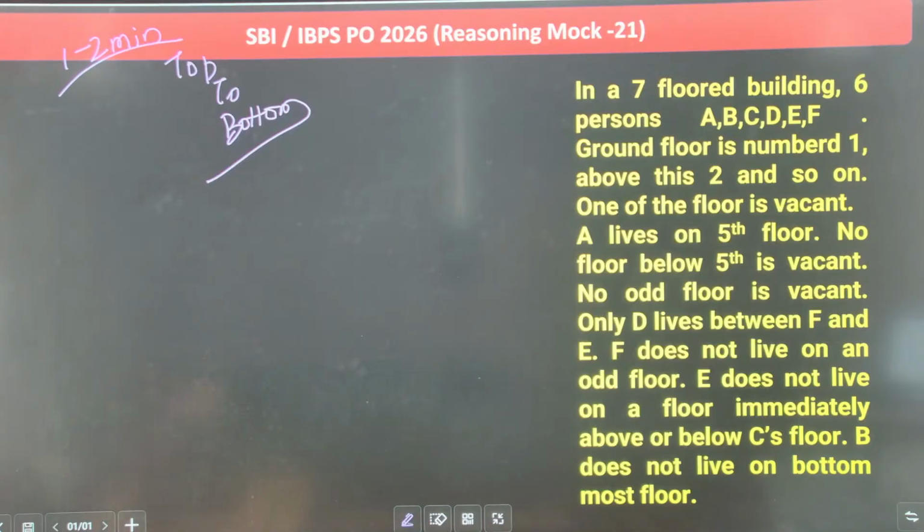I think there is a vacant floor. No floor below 5 is vacant, right? 7 floors, 6 persons, 7 building. Okay.